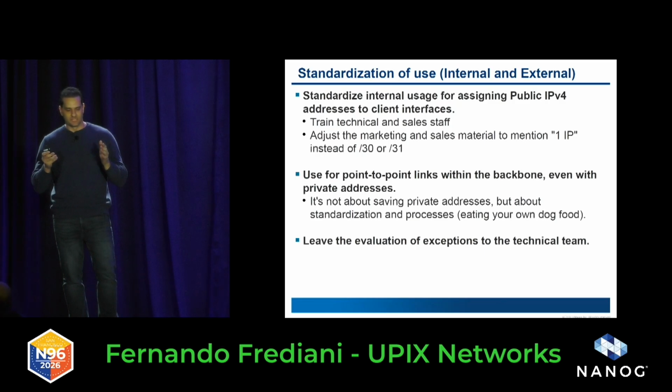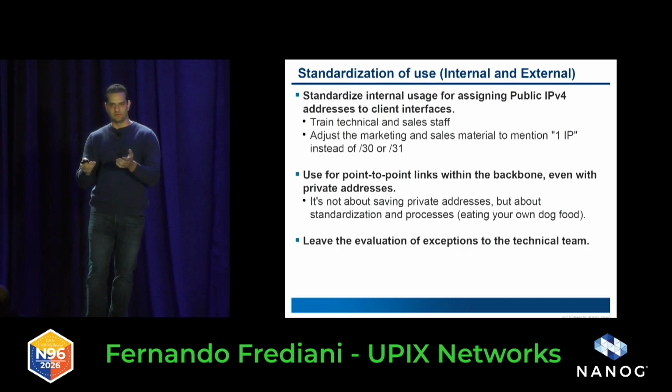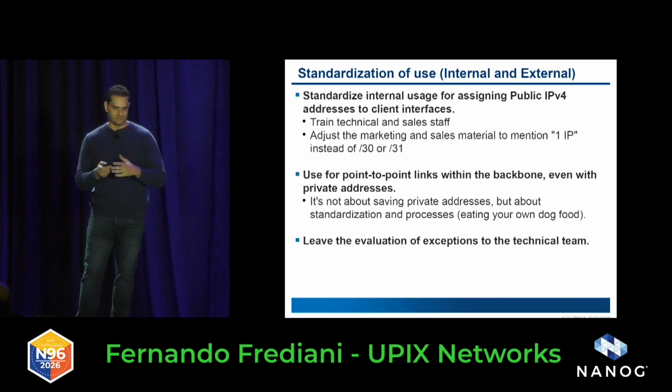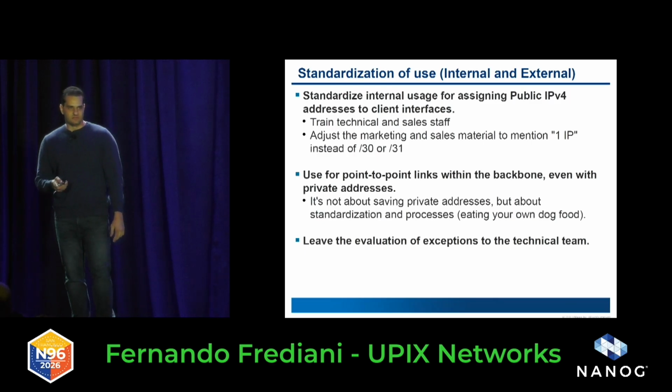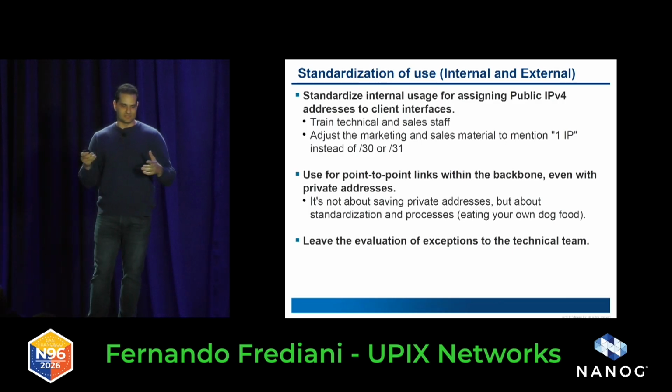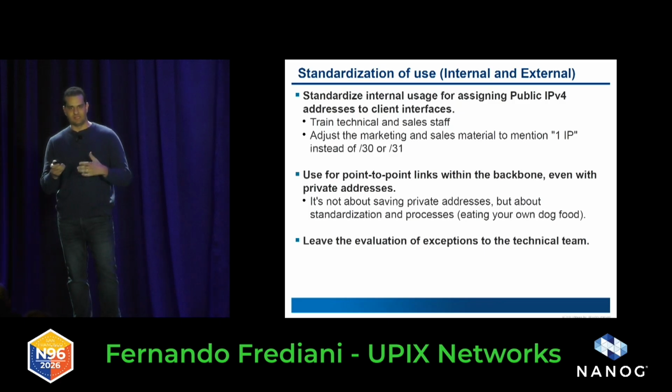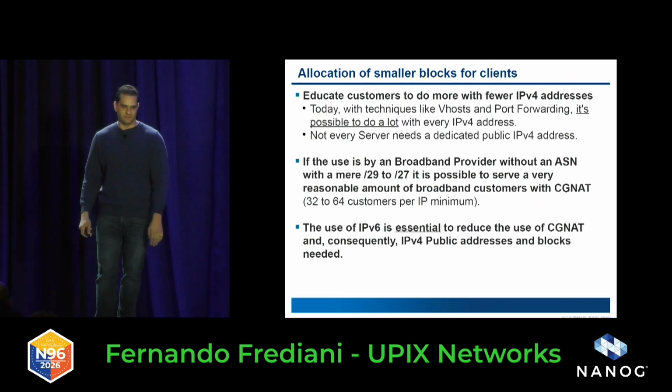Everybody can eat your own dog food. So if you are offering a customer a connection with a /31, you should use it on your backbone, and all your team should be in sync about that. And if you have any exceptions, anything that might put in danger some business that you might get, you can just leave it to the technical team to evaluate the exceptions. That will probably be few. From the many cases that I had, just one case needed an exception, a single one. So you can just use /31 for everything.